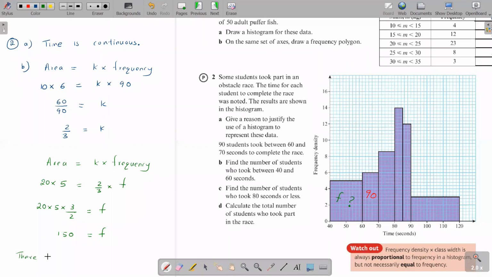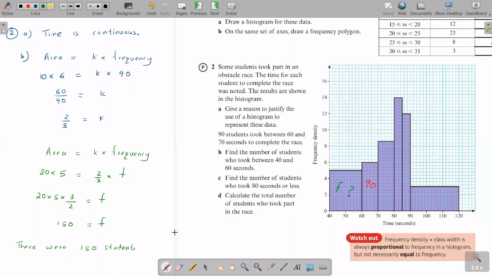So you can give a conclusion. Okay, then we'll move to part C. Find the number of students.